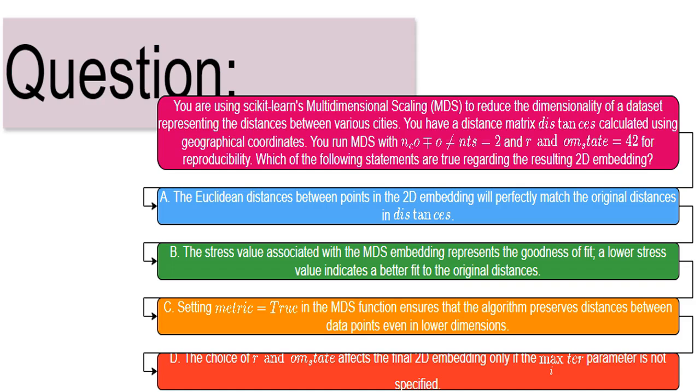This sets the scene. You're using MDS, a technique to reduce high-dimensional data to lower dimensions, in this case, 2 dimensions, on city distances. The n_components equals 2 means we're aiming for a 2D map. random_state equals 42 ensures we get the same results each time we run this. Reproducibility is key. The question will ask you about various properties of the outcome of this process.